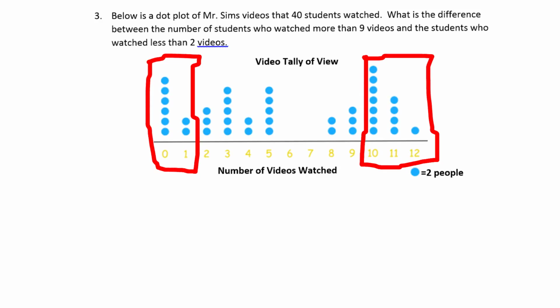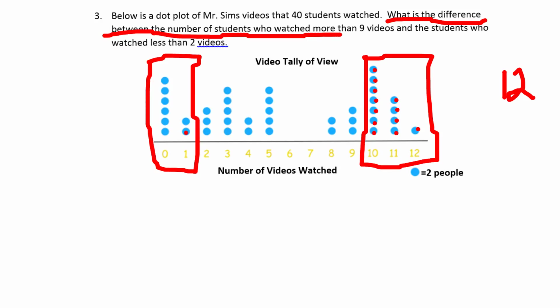Well, now that we know those are the dots we're looking for, and we know that it says, what is the difference between the number of students who watch these, the 9 videos versus the 2 videos? Since they're just looking for the difference between those two, well, heck, that just makes it easy, right? We just count the dots. Well, let's go ahead and count the dots. 1, 2, 3, 4, 5, 6, 7, 8, 9, 10, 11, 12. So we have 12 that watched more than 9 videos.